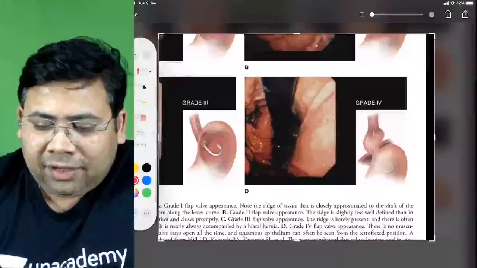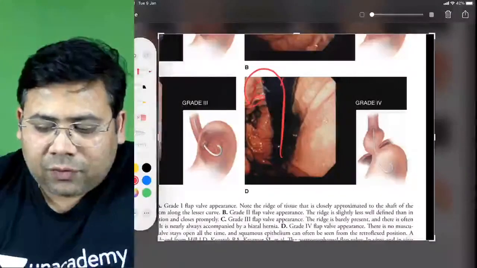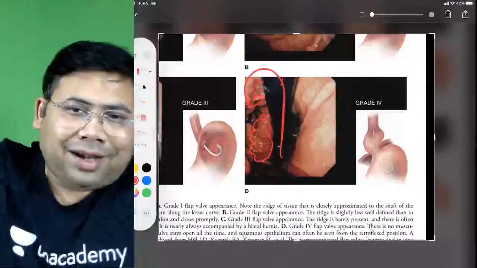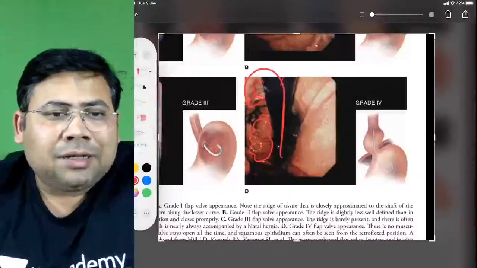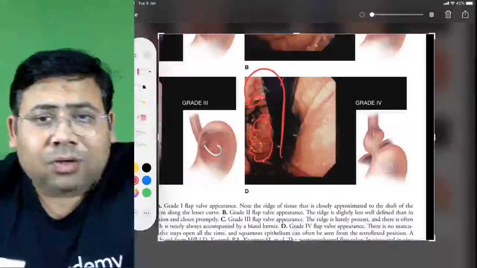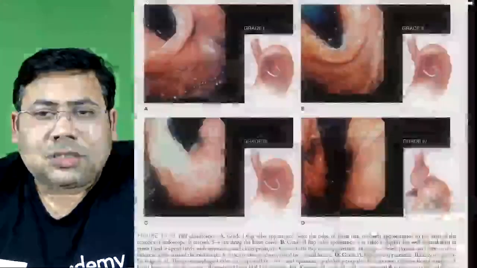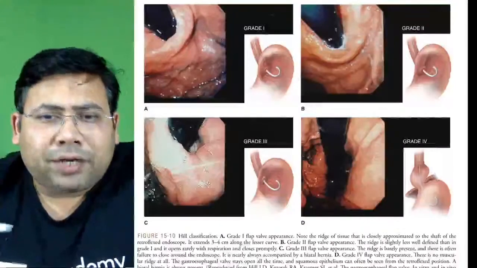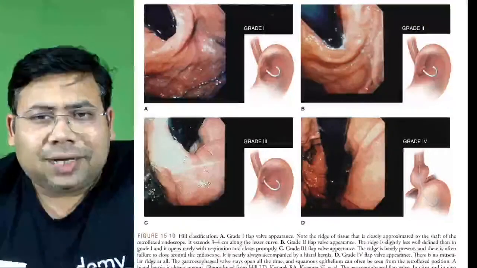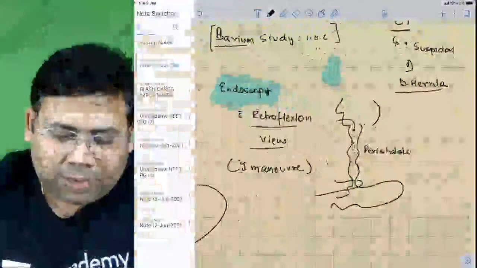Now, in this case, what are you seeing? You are seeing the gastric rugal folds going right up in the esophagus, and this is how you prove it. So try to understand, there is a very important role of endoscopy in sliding hernia, because sliding hernias may be missed on the conventional barium and you might give a false negative report, and that is why endoscopy with retroflexion view is very important. Let us go back. I just got carried away and we discussed a lot of things.